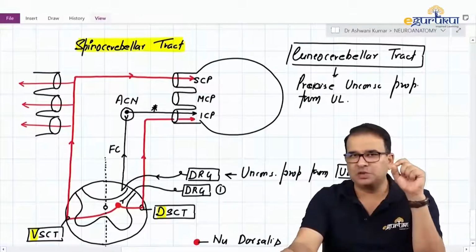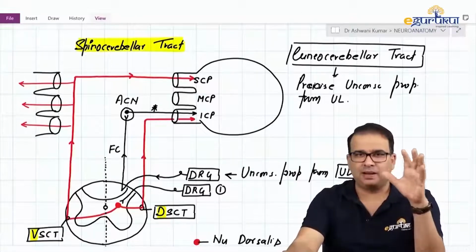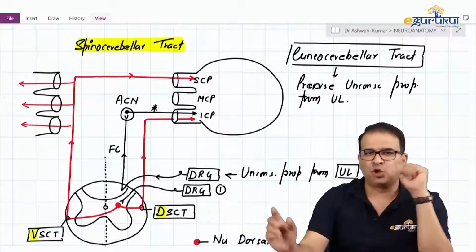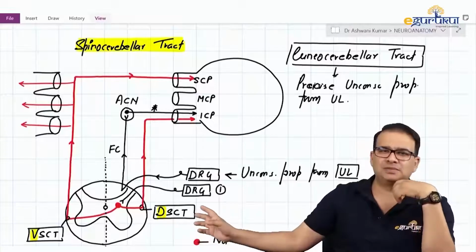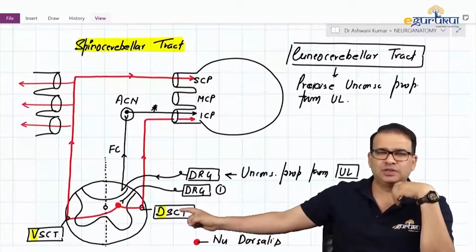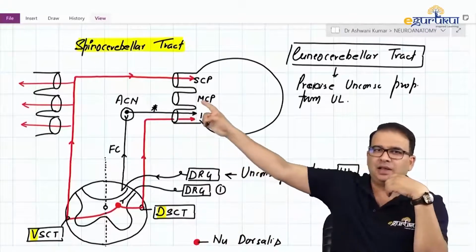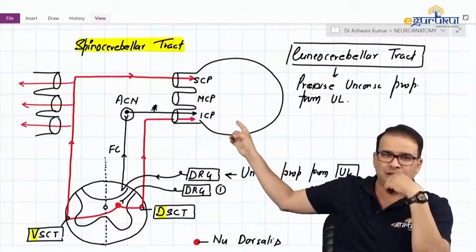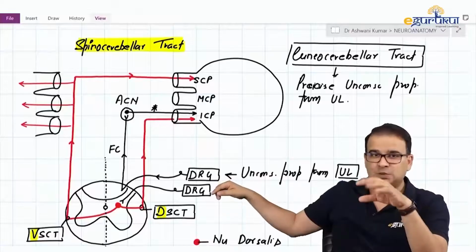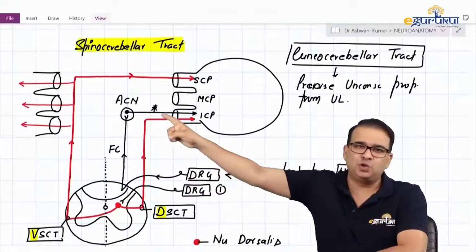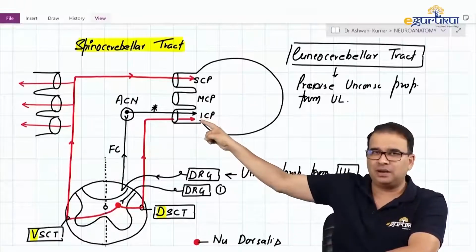Now, I know there is one question which might be coming to your mind, and I'll resolve that. Just get over with this first. So, dorsal spinocerebellar tract, you can imagine it is the dorsal one. Let's say it is for the lower limb only, carrying the lower limb unconscious proprioception and taking it through the inferior cerebellar peduncle. Upper limb unconscious proprioception, the precise one, is coming separately through fasciculus cuneatus, accessory cuneate nucleus, and cuneo-cerebellar tract, again through inferior cerebellar peduncle.